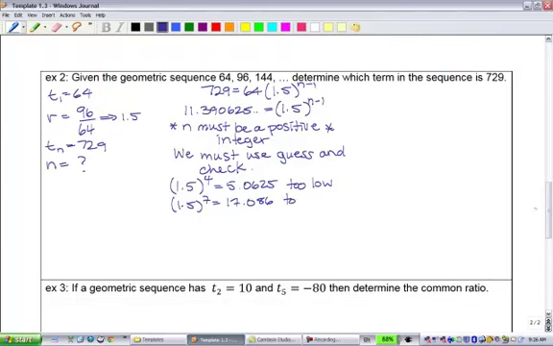17.086. Oh, this is too high. Let's try something in between. How about 1.5 to the power 6? 11.3906. Oh, look at that. That's just right, says Goldilocks.